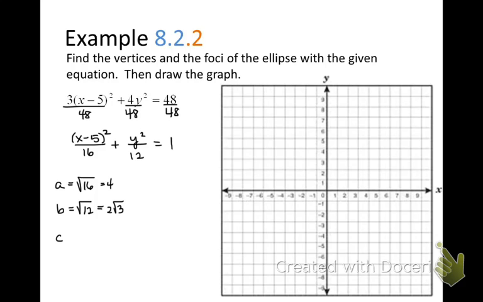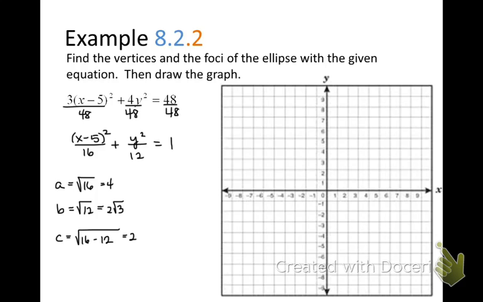So c is going to equal, and I'm just going to go ahead and do the square root version, okay? The square root of a squared minus b squared, which is 12. So you don't have to re-square those values because you already know this is a squared and b squared, right? 16 minus 12, good. And so that's going to be the square root of 4, which is 2.